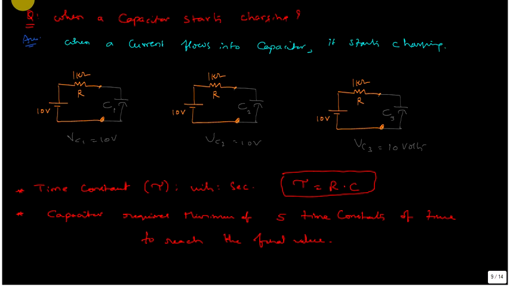Based on this, we will see the minimum time it takes to reach 10 volts. For this, capacitor C1 is 0.1 microfarad, capacitor C2 is 1 microfarad, and capacitor C3 is 10 microfarad. We know the R value is the same, but the capacitance is going to be different. So it requires a minimum of 5 time constants, that is 5 tau. First you will see the tau value, and later we'll go for 5 tau.